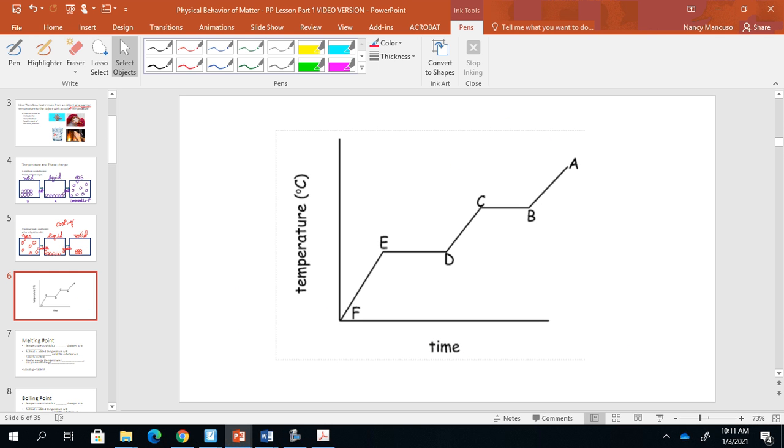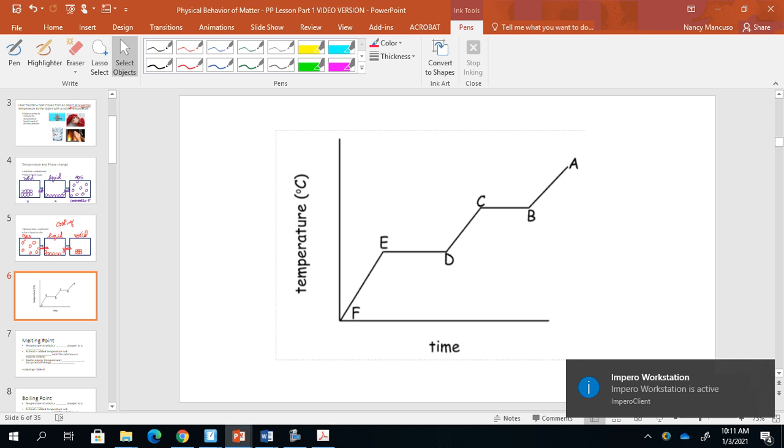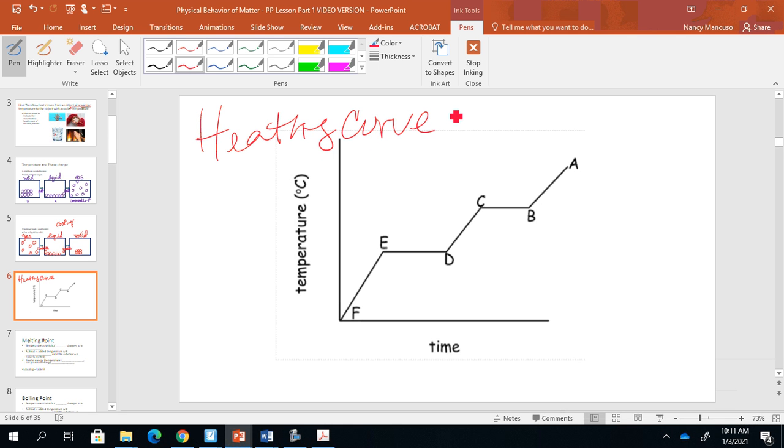So here is what we call a heating curve. Sorry, it's a little hard to write on here. So I am starting off, my temperature is actually a measure of kinetic energy. So think of kinetic energy as energy in motion. Here, it's very little motion. So it's colder temperature here, and here it is a solid. And over time, if I heat up this solid, it will eventually reach this point on the graph, which is the melting point.